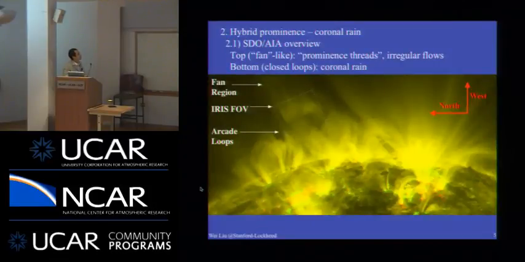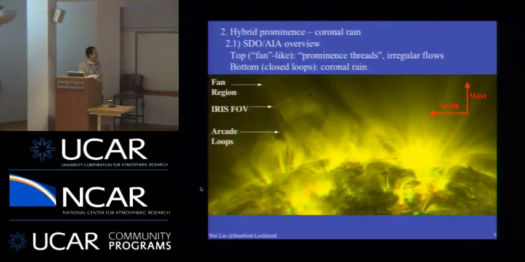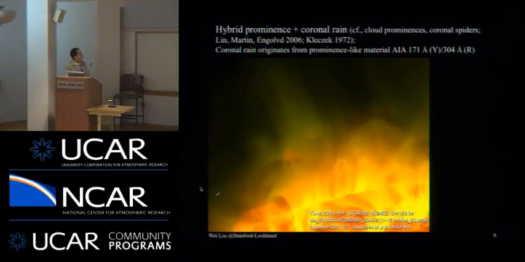So here are some new observations we got from IRIS and AIA on SDO about a new structure called the prominence coronal rain complex, which may shed light on why these two phenomena differ. Here's what the geometry is. Basically, there are several active regions, and you have something like a fan shape above some arcade loops. IRIS was sitting right here, watching this area. Let's move on to the next slide to see the movies from AIA.